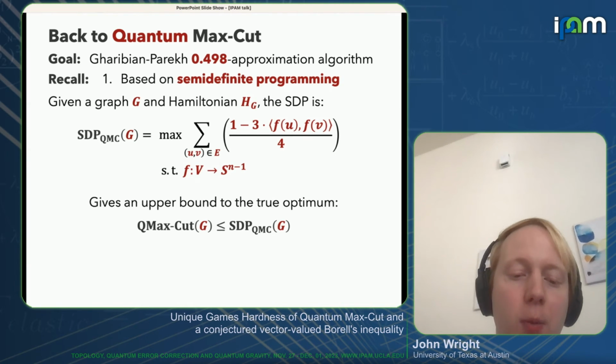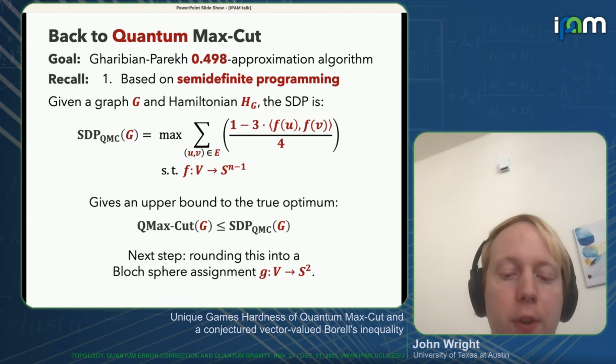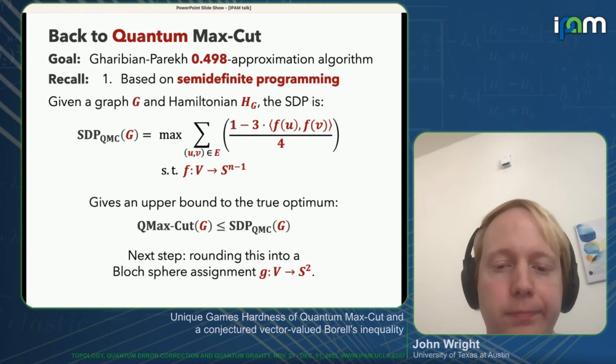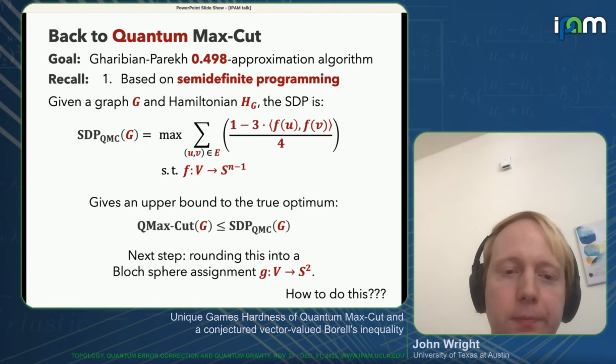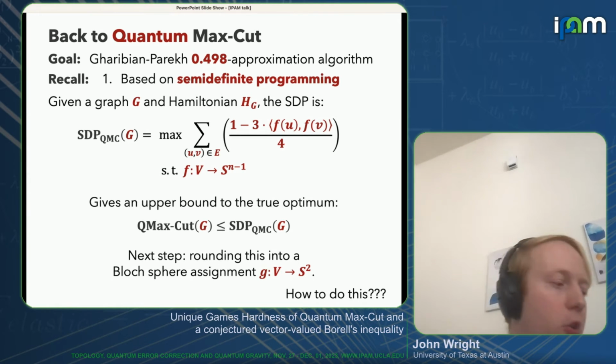And once we have this, what we need to do is round it into a Bloch sphere assignment. So a function g that maps the vertices into the three-dimensional unit sphere. The question is, well, how do you do this? I mean, how is this possible? And this was answered by the Gharibian-Parekh algorithm.